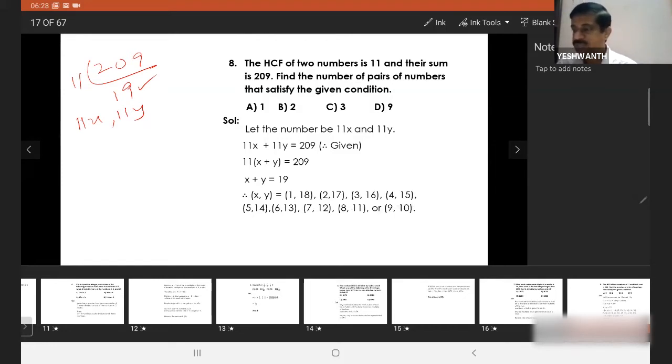Otherwise, what will be the next number? 10, 9 is already there. 9, 10 or 10, 9 is one and the same. Then next 11 and 8 is already there, 8 and 11. It doesn't matter whether the order is changed. This is not a coordinate system. There are only two numbers. So here it ends. How many such pairs are there? There are 9 pairs. So option D satisfies. Quick, children.